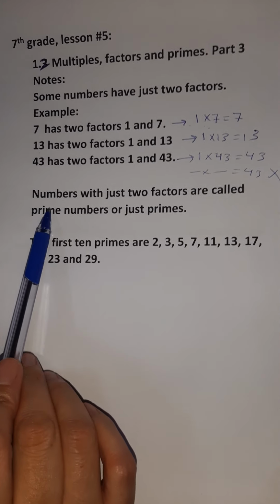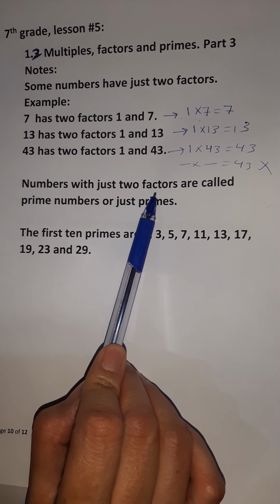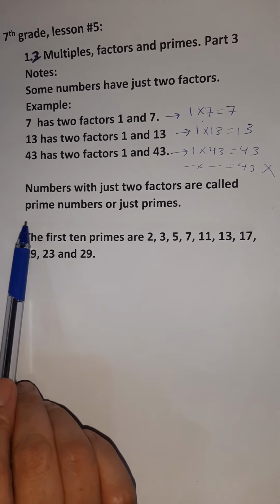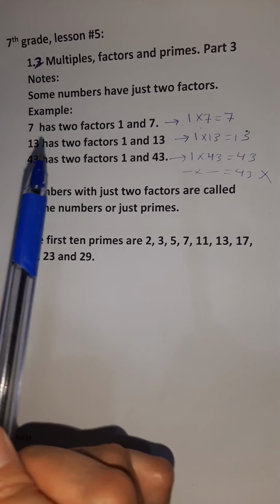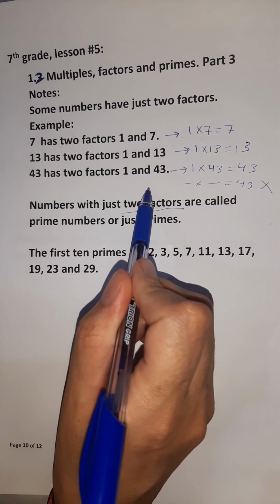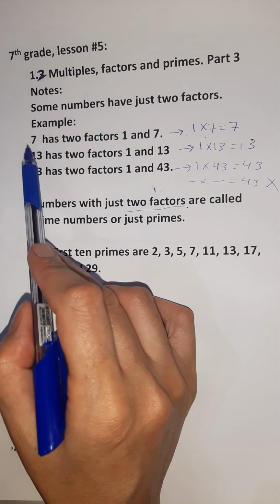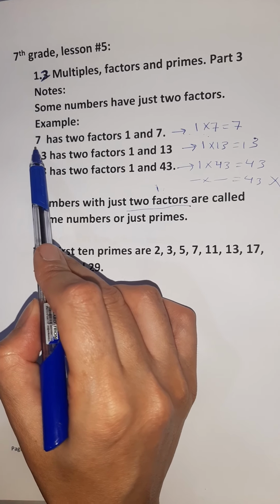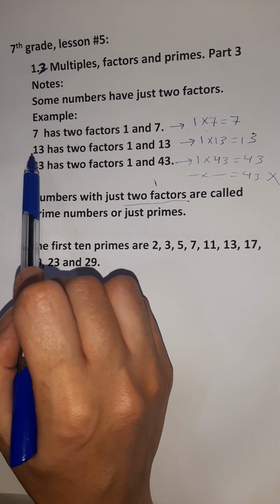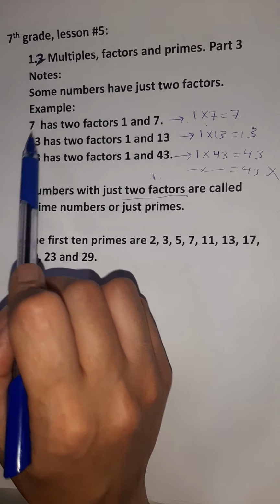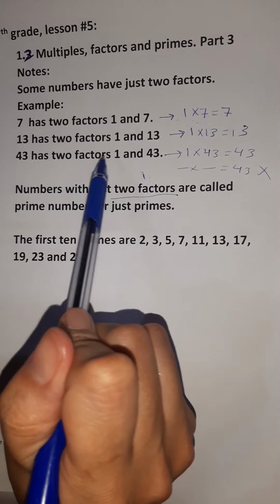Now, numbers with just 2 factors are called prime numbers, or just primes. Numbers with just 2 factors, one of them is 1 and the other is the number itself. Like here, 7 is a prime because it has just 2 factors, 1 and 7. 13 is a prime because 13 has 2 factors, 1 and 13. 43 is a prime since it has 2 factors, which are 1 and 43.